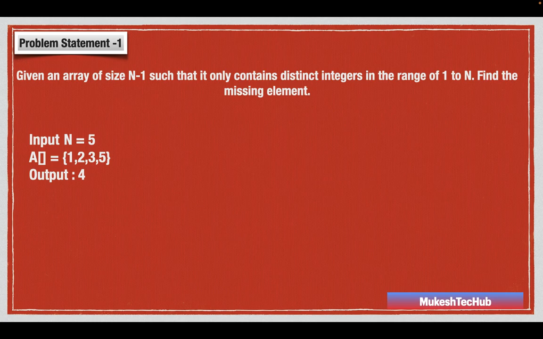So our Python function should be capable enough to return or provide an output as the missing value, 4. So here we can see the input n equals 5 and the input is 1 2 3 and 5. Alright, so let's move on to the IDE and we will try to write a function to solve this problem.